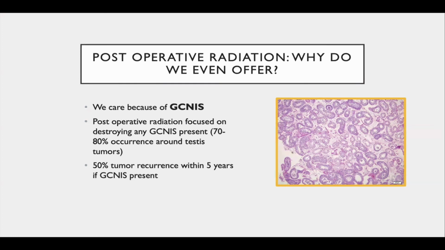And why we care so much about GCNIS is we know that if a guy has it diagnosed in a testis, they have a 50% chance of a tumor recurrence within a relatively short time, 5 years, if that GCNIS is present. So that's what the radiation is going to be going after, to try to eradicate the presence of any of that GCNIS.